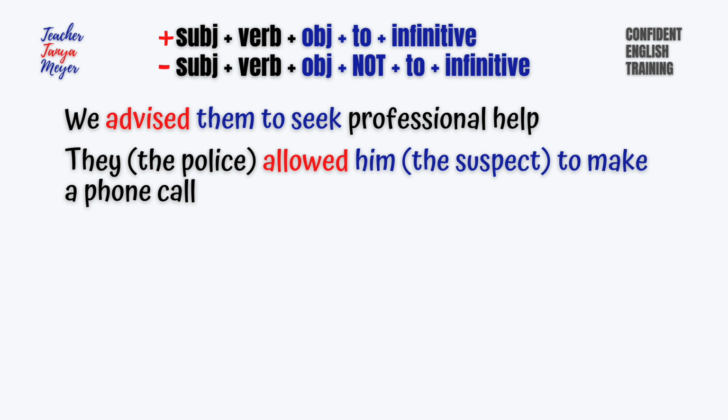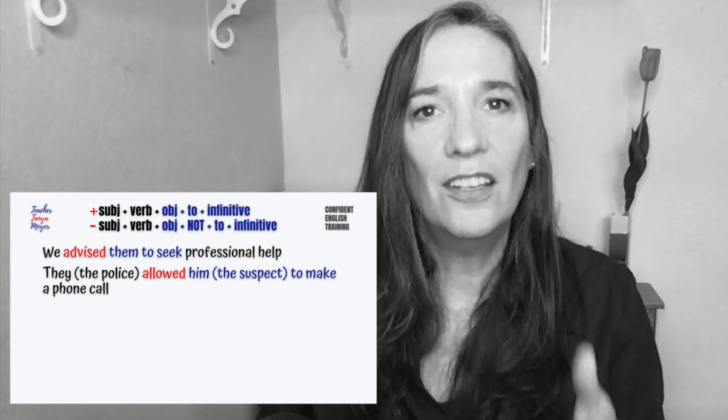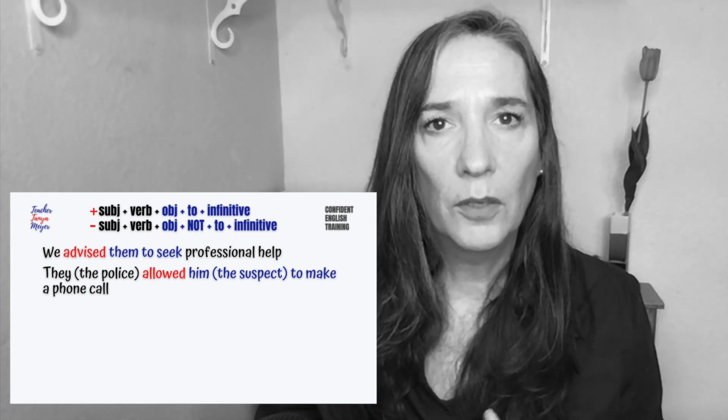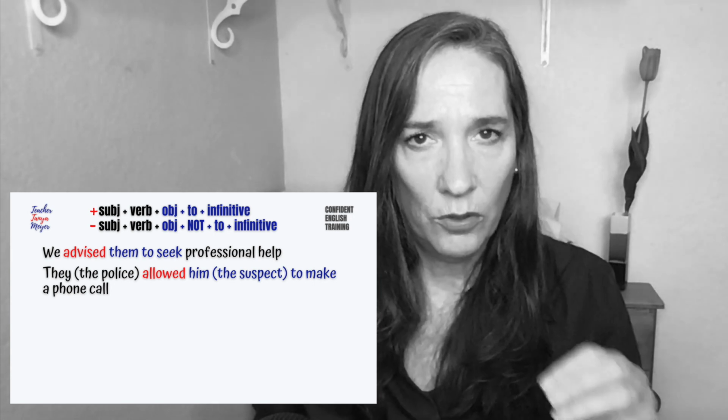With allow, we can say they can be anyone, yes? Let's say the police. The police allowed him can be anyone. But let's say the suspect. The suspect is he. So the object pronoun is him. They allowed him to make a phone call.